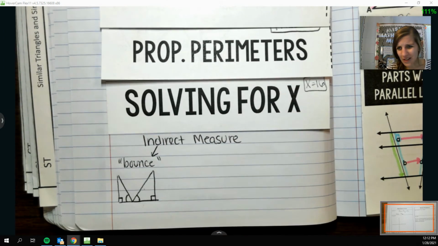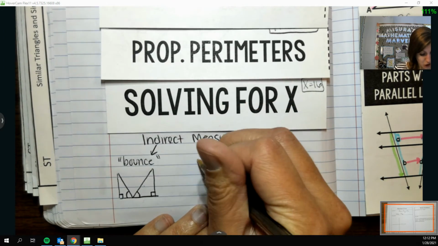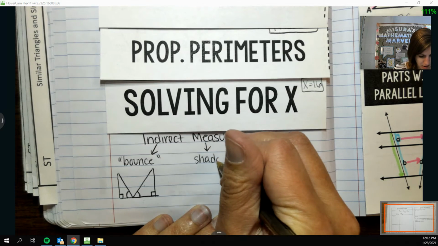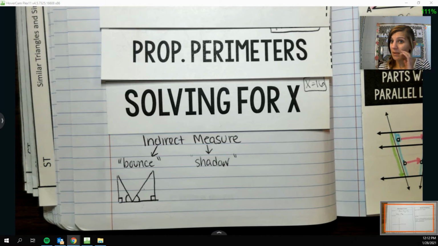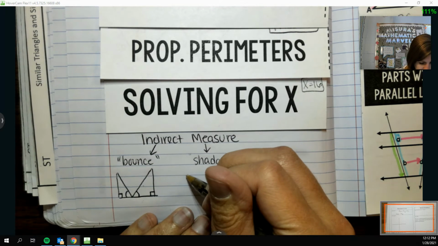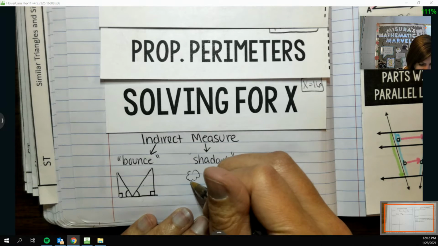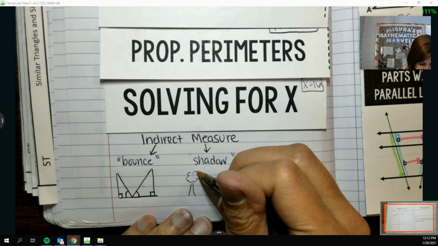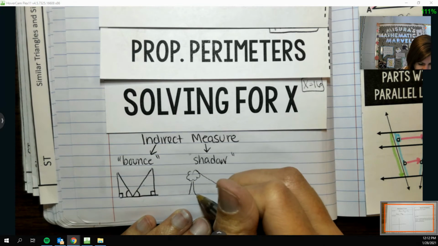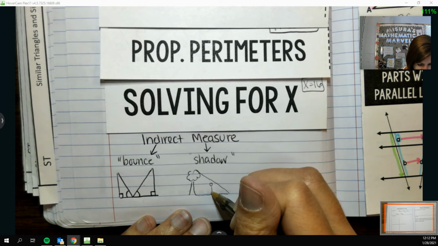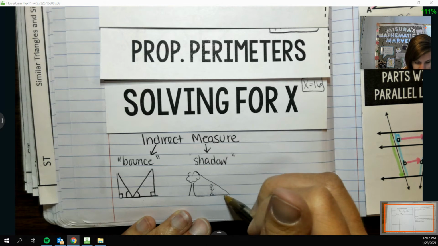Another one that's like a bounce, I would call more of a shadow. So from the sun, if you're out in the sun, when the sun's shining down at a certain time, all the shadows that you cast are similar triangle shadows. So you could think of a tree casting a shadow onto the ground, and then maybe you standing here casting a shadow on the ground.